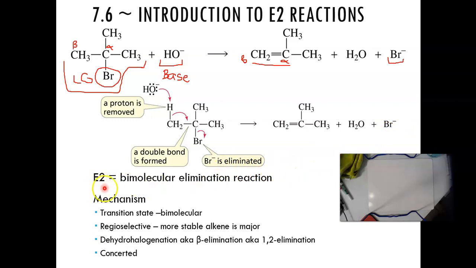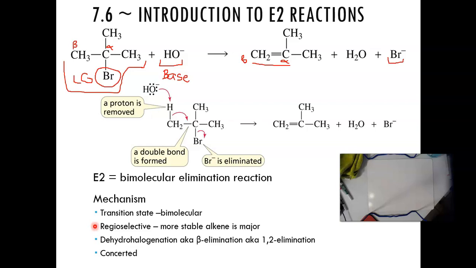So we do call this an E2 mechanism. The E is for elimination, and the 2 is bimolecular, meaning 2 reagents are involved at once, the substrate and the base. Just like with our SN2, our transition state is bimolecular. So that's what they have in common, is they both have the 2 in their name, they both involve 2 things in their mechanism, as well as their rate law and their transition state. We're going to talk about the regioselectivity in a few slides here.